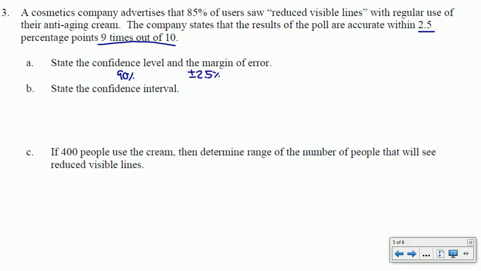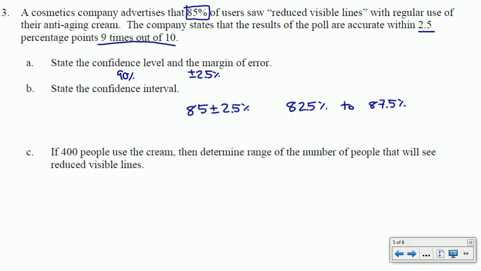Next, we need the confidence interval. So the actual number that was measured was 85%. That was the number of users that saw reduced visible lines. So we would have 85 plus or minus 2.5%. So if we subtract 2.5 from 85, we get 82.5% on the low end. And if we add 2.5% to 85, we get 87.5%.